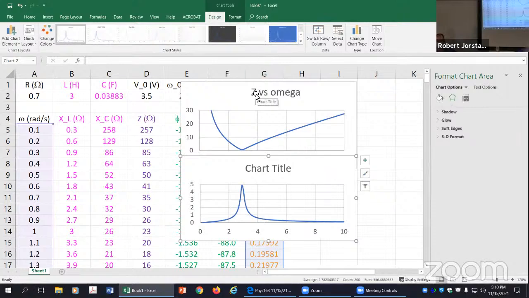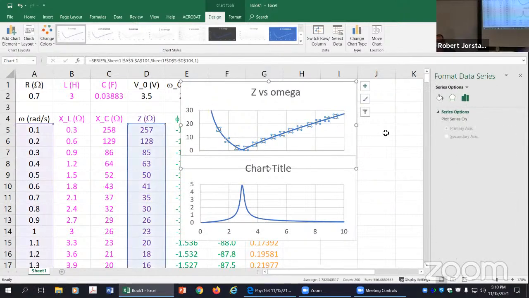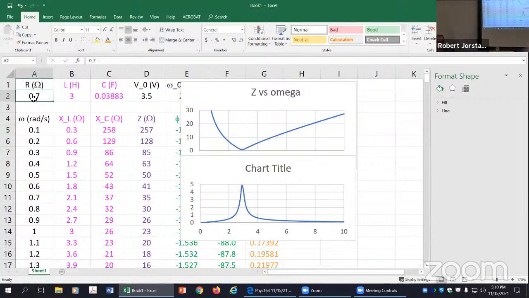Z is like the total amount of ohms, okay? It's not resistance, it's impedance. But look at these two charts here, right? What do you think is going to happen to these two charts if I change some of the numbers? Because we've coded these up, now we can finally have some fun. Don't do anything yet, let's think. If I increase the resistance, what should happen to these plots?